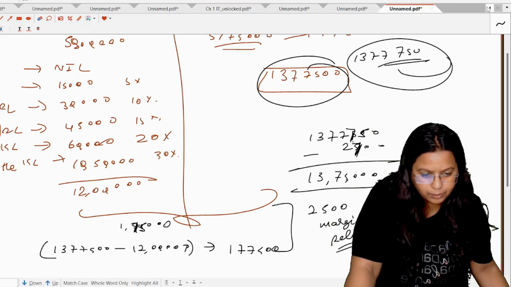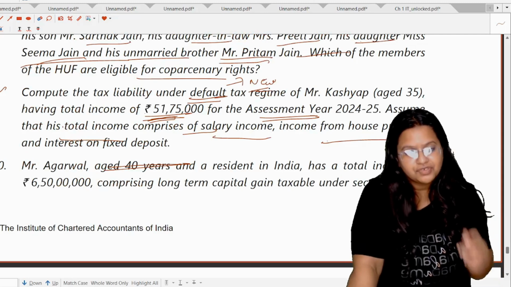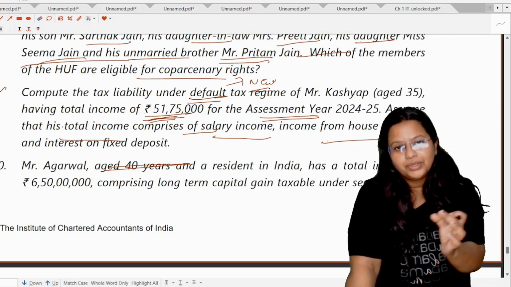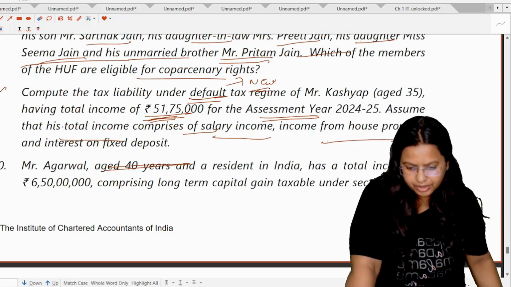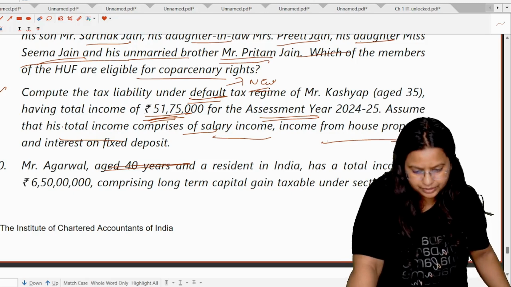Now, come to the next illustration. This is one of the most important illustrations which we have done right now. It can come in the examination, there are higher chances for it. So please, if you have any query, you can definitely ask me.